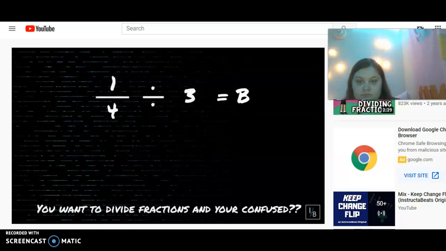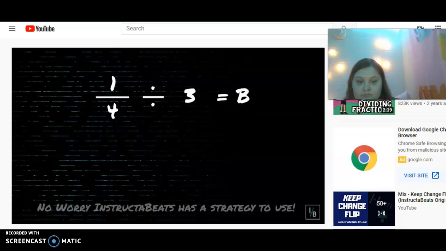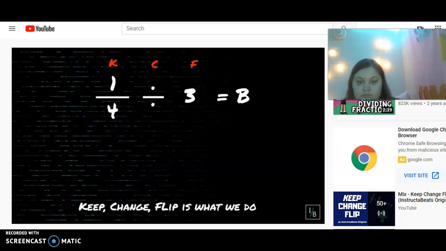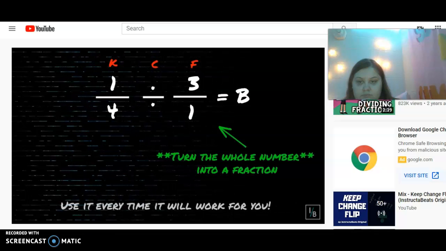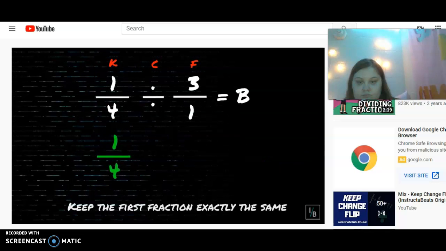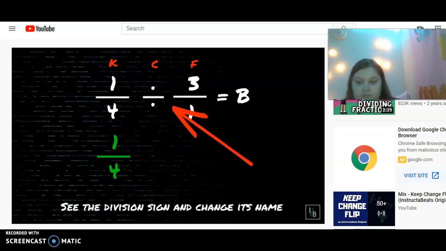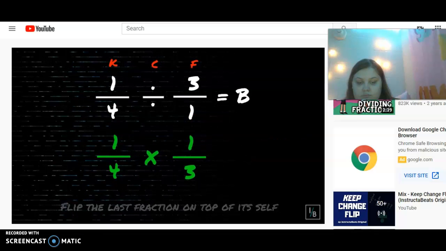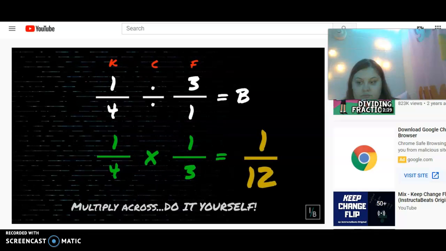Want to divide fractions and you're confused? Don't worry, Instructor Beats has a strategy to use. Keep, change, flip is what we do. Use it every time, it will work for you. Keep the first fraction exactly the same. See the division sign and change its name. Flip the last fraction on top of itself. Now multiply across. Do it yourself.